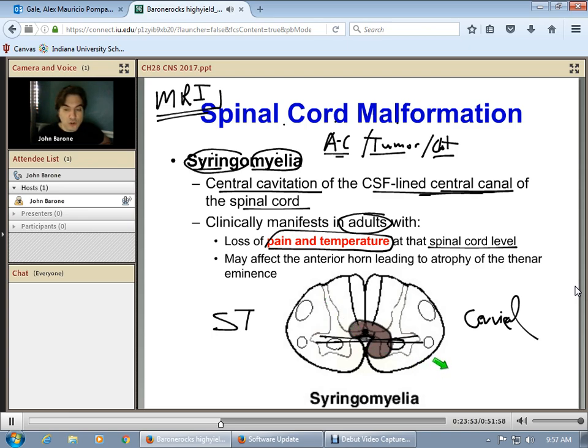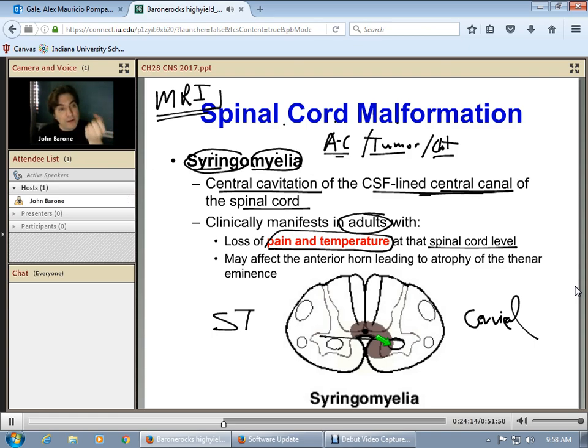Now, when it gets really bad, like in this case, not only do you lose pain and temperature, but this case is so severe. Do you see it's knocking off some of the motor neurons here? Let me just erase this. It's knocking off not only the crossing fibers, but it's getting some of this anterior horn here, the motor. So if it gets the anterior horn, now you're going to get weakness in your hand. So loss of pain and temperature, now weakness.